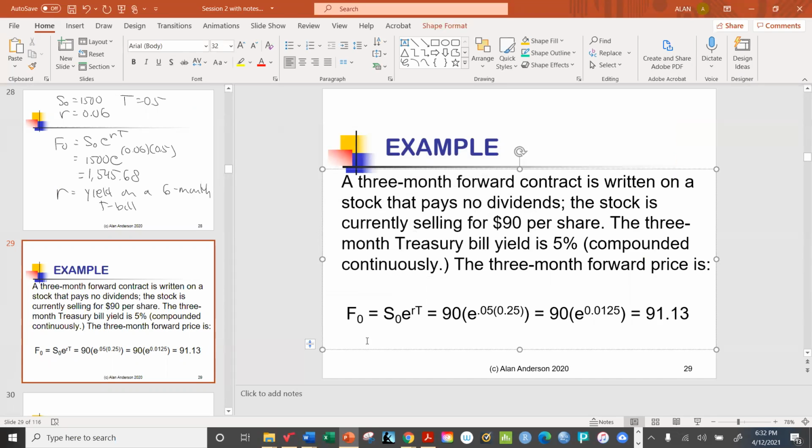Now, the reason why this is happening is because you could reproduce the cash flows of this forward contract by simply buying the asset now and investing it for 3 months. But anyway, this is the forward price. If you were to put $90 in a bank account that pays 5% per year compounded continuously, but you only put the money there for 3 months, you'll end up with 91.13 at the end of those 3 months. So that is the implied forward price of this asset.